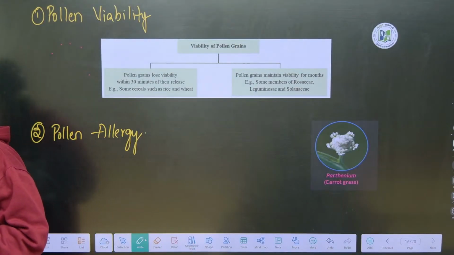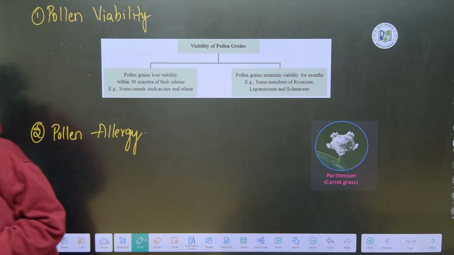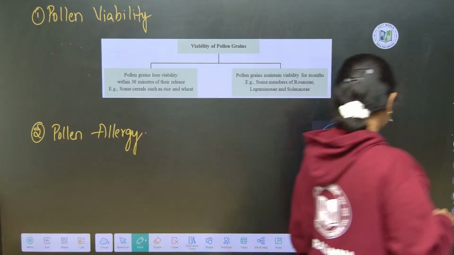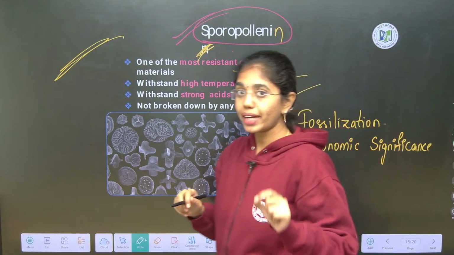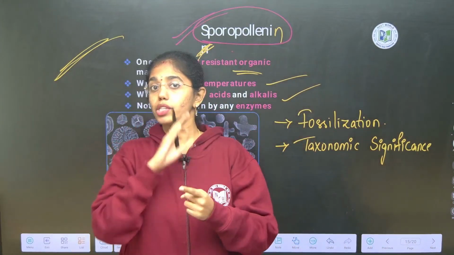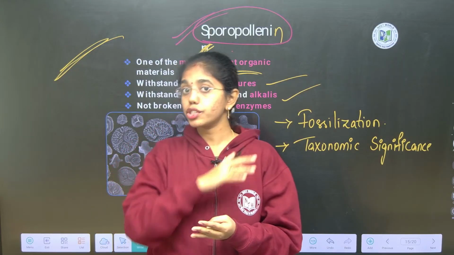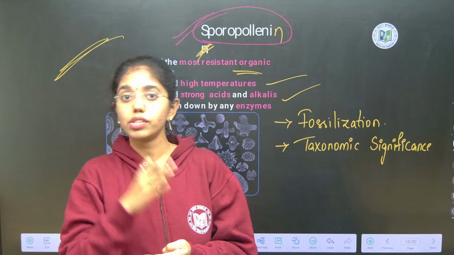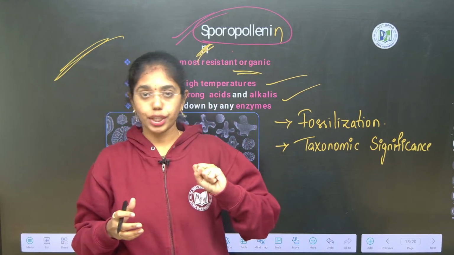Ma'am, can you please explain the taxonomical significance part again? Of course, beta, sure. See, sporopollenin is the toughest organic compound, right? No temperature, acidic or alkaline conditions, and no enzyme recorded so far can degrade the structure of sporopollenin. That is how important the structure is.